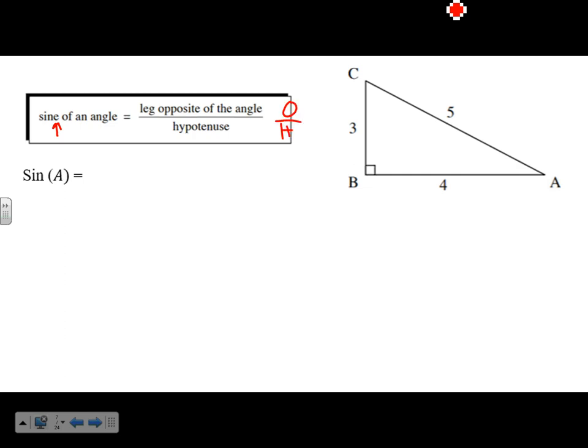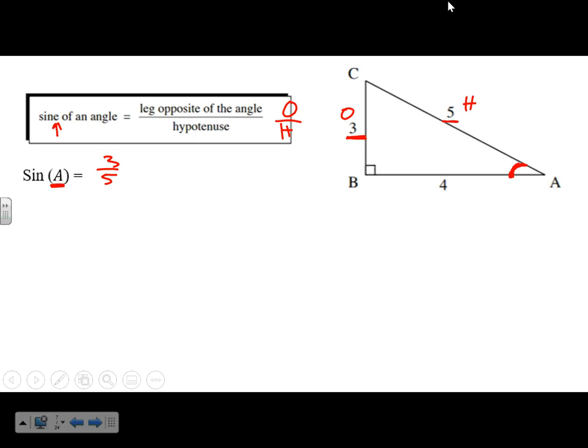So they're saying sine of angle A. So angle A is this angle. So if they're talking about the sine of this angle, the opposite is 3. The hypotenuse is 5. So the sine of A is just 3 over 5. If you can reduce that fraction, make sure you do so. But that's all there is to it. The sine is the opposite over the hypotenuse.